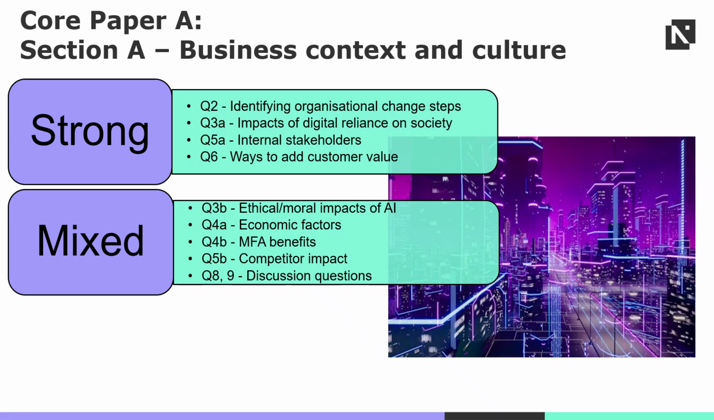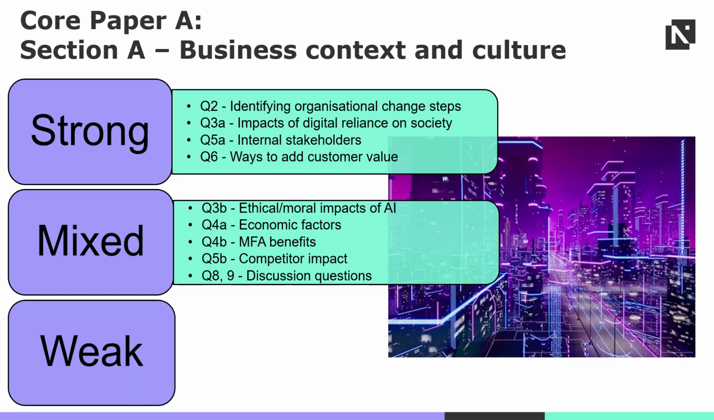Examples of this include 3B, when discussing the ethical or moral impacts of AI, these were often not applied to the company. Question 4A, economic factors, students generally confused external versus economic. And there were issues on 4B around the understanding of multi-factor authentication benefits, again not often related to the company or context. And 5B, competitor impact, was not linked to the scenario.